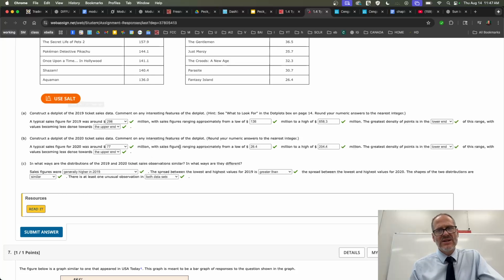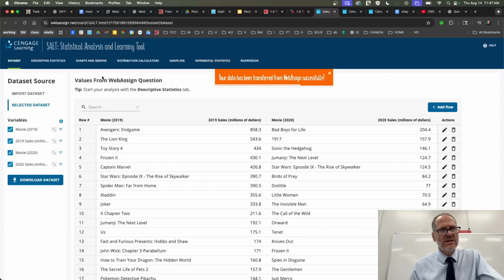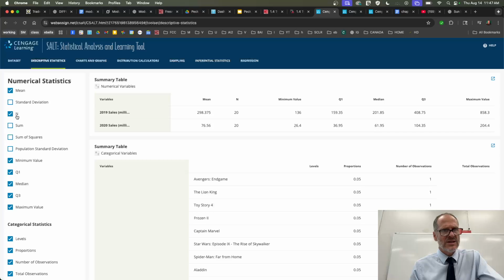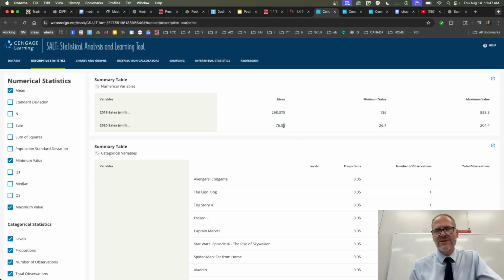What this is starting to teach us is looking at min and max to help understand our data. And here, if we go in and use SALT, you could go to your descriptive statistics. In your descriptive statistics, you could get rid of standard deviation and these, right? And you could see your min, your max, your mean. And the mean is the average. And so 2019 movie sales, 2020 movie sales. Why did movie sales in 2019 go from 298, what is that, billion, down to 70? COVID, right? COVID in 2020 ruined movie sales. All right, so that's a little bit about those.